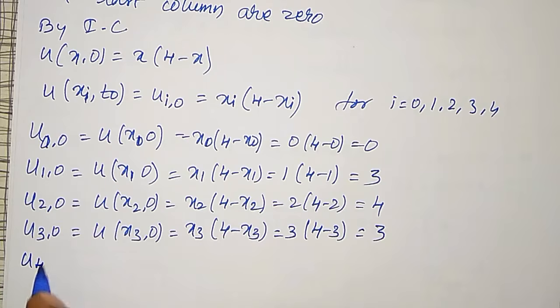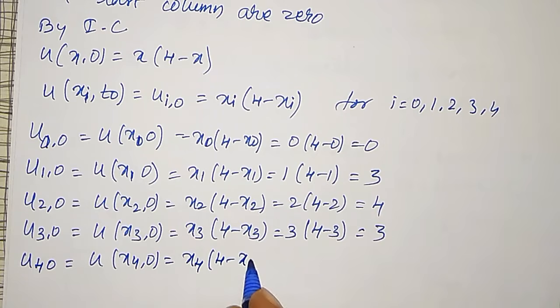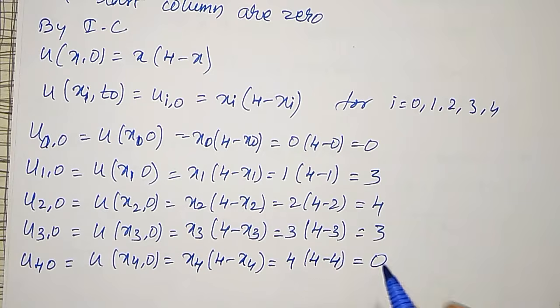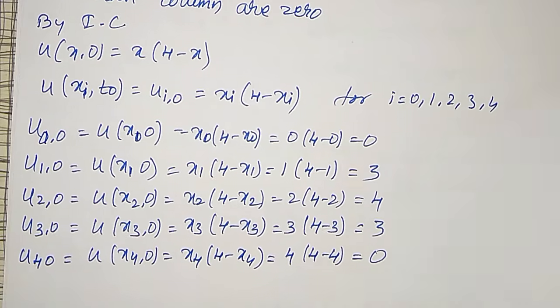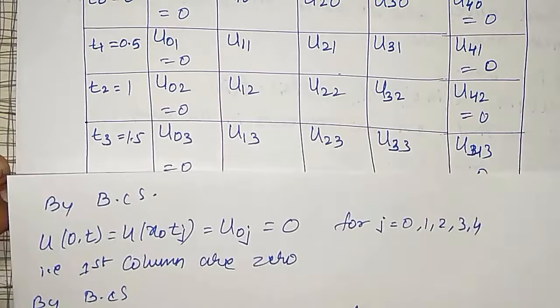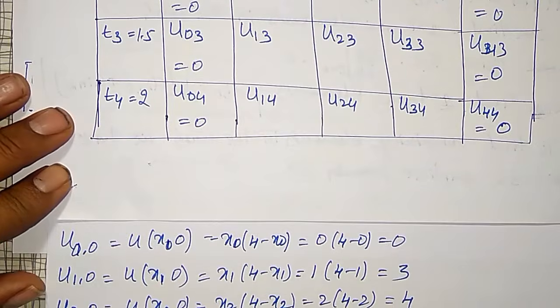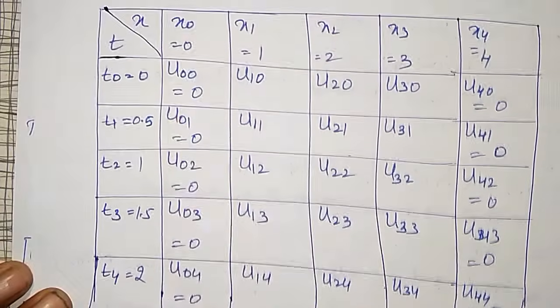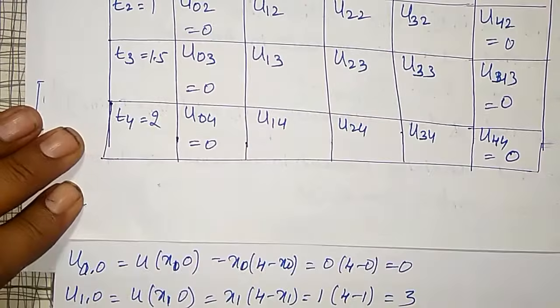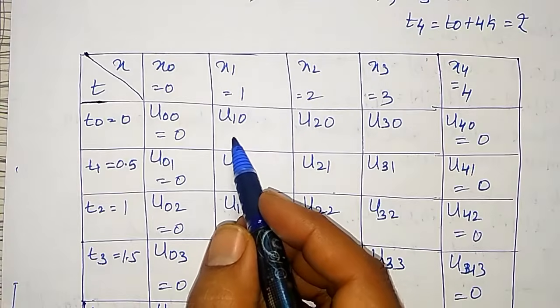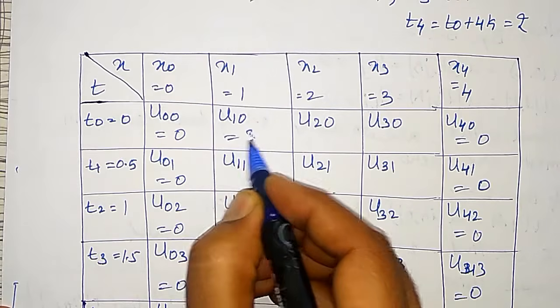Like that, u of 4 comma 0 you can find out, that is u of x4 comma 0, that is x4 into 4 minus x4, that is 4 into 4 minus 4, but 4 minus 4 is 0, 0 into 4 is again 0. Using these values in the table, let us find out what happens. u00 equal to 0, already 0 is there. Next, u10 equal to 3, I will substitute 3.